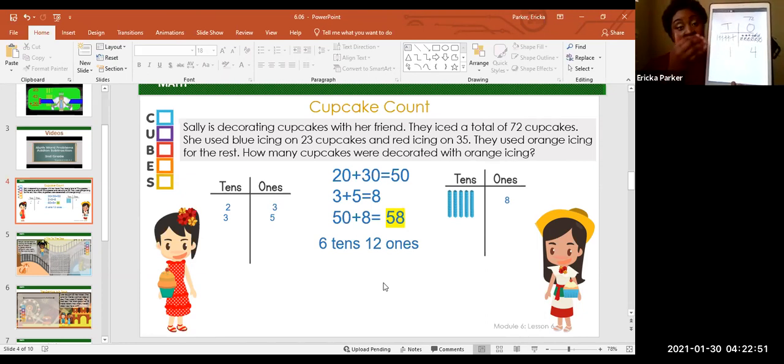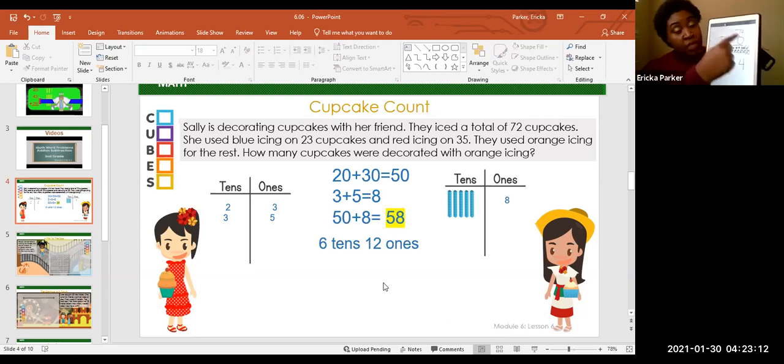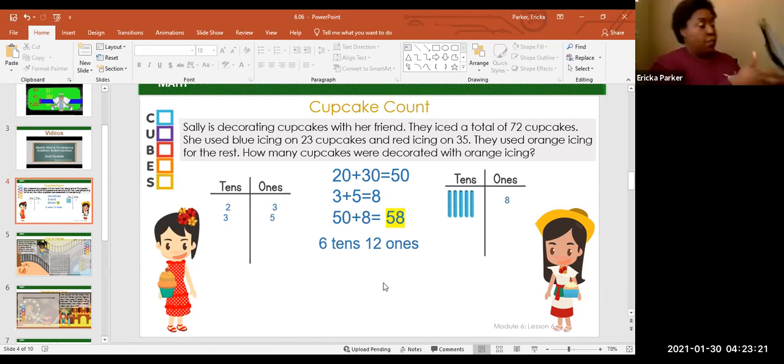Okay, this is just like how I did here. All right, you're going to put how many tens, how many ones. In this case, there were 6 tens and 12 ones. We knew that the number that we needed to take away from the 72 was the 58. So we took away 5 tens, and then we took away 8 ones. By taking those away, it left us with 14.